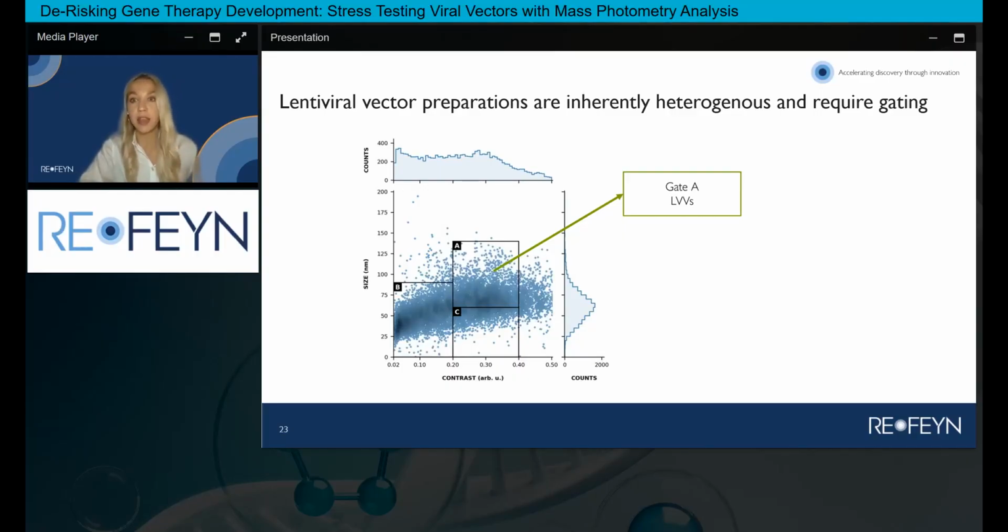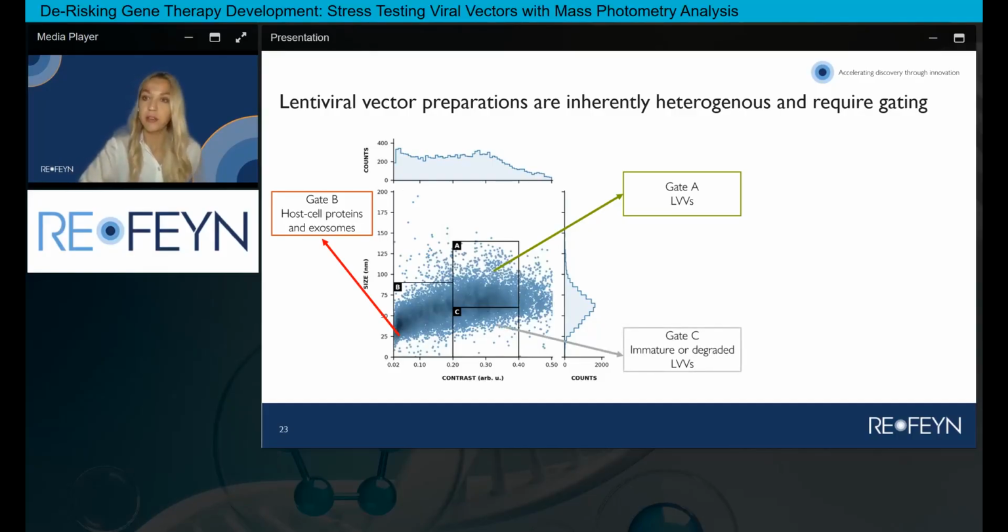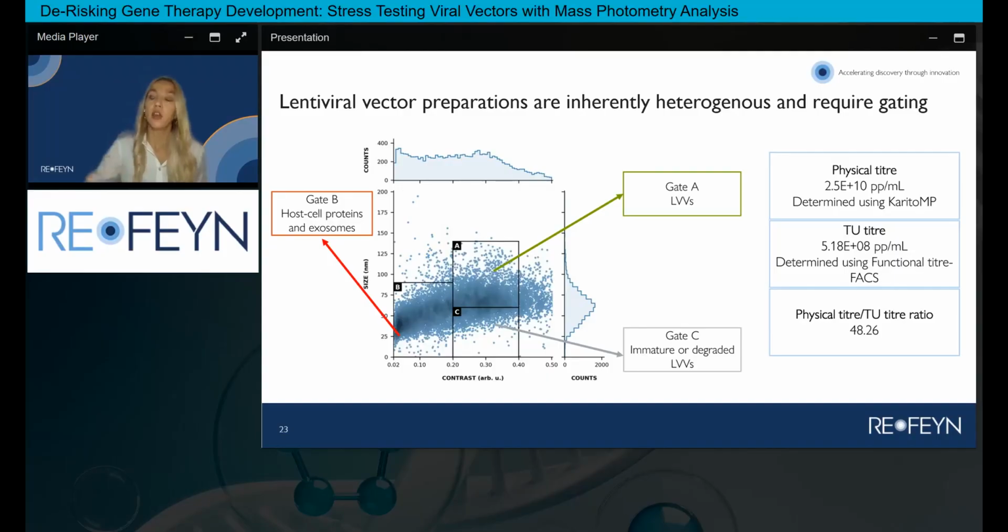So we are able to show here the gates that correspond to our target molecule, which are our lentiviral vectors, or gate A, and then we have gate B, which are our host cell proteins, exosomes, cell debris, or any impurities that were generated in the process. And because this is also a size and contrast measurement, we know that the lentiviral vector size is about 80 to 120. And the smaller the size, that means that some of these lentiviral vectors are either degraded or immature. So this is the gate for them.